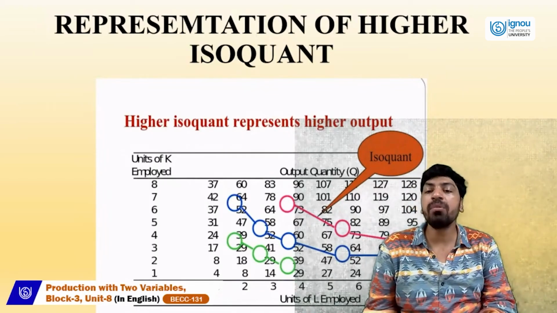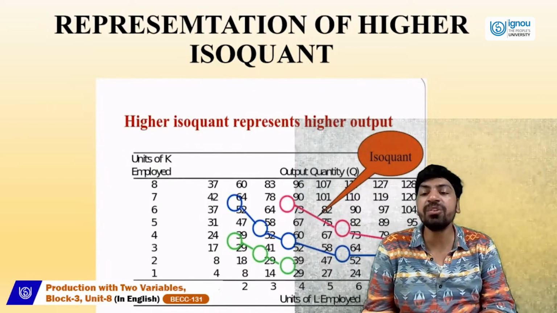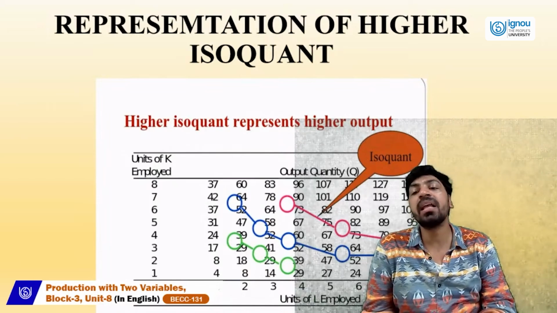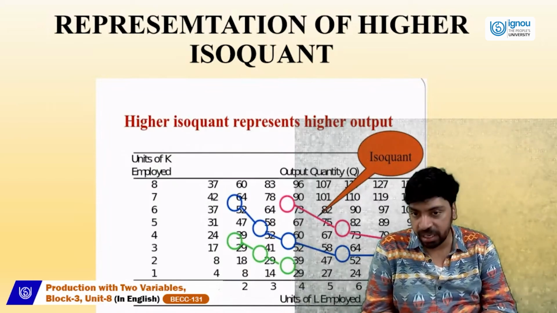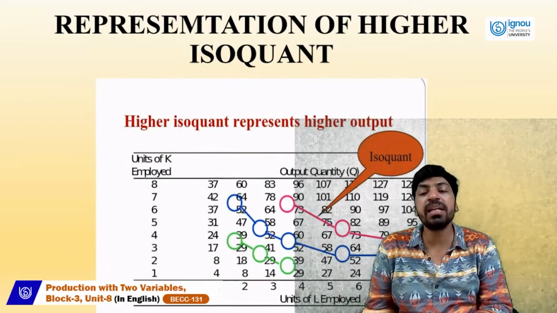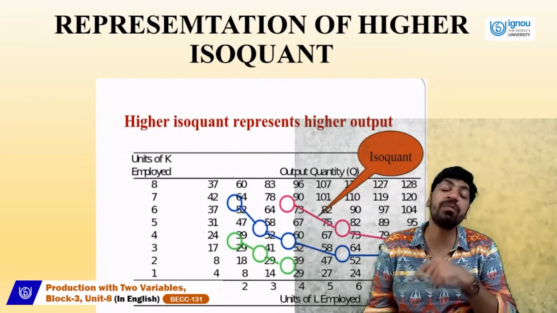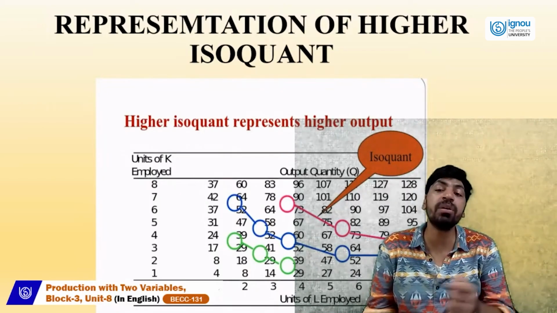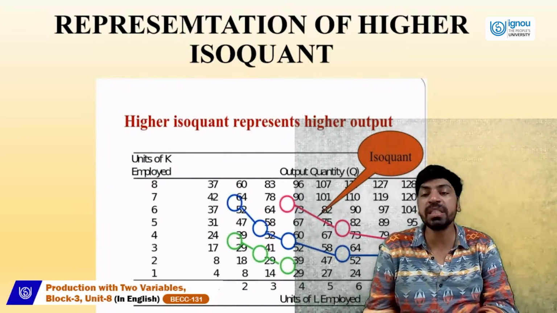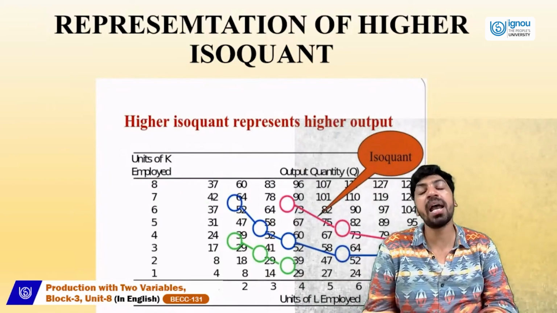When we talk about the next higher isoquant, that would be 73, 73, then 79, and the last is 73. So the 73 units is the level of output which shows a higher level of output, and a higher level of output means a higher isoquant. So any farm which produces a higher level of output is on a higher isoquant.